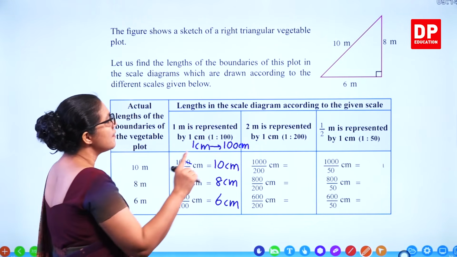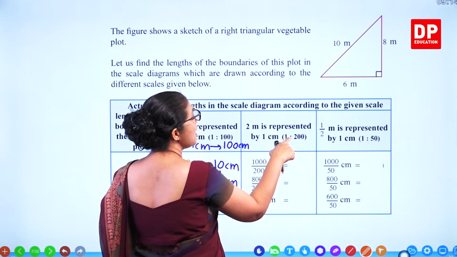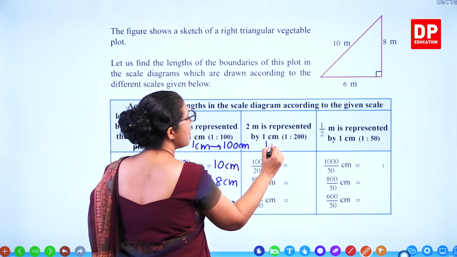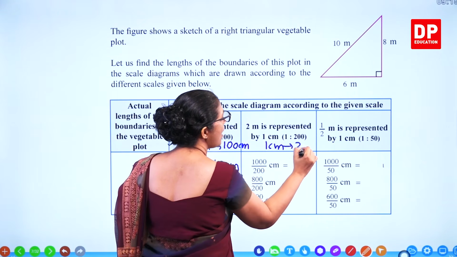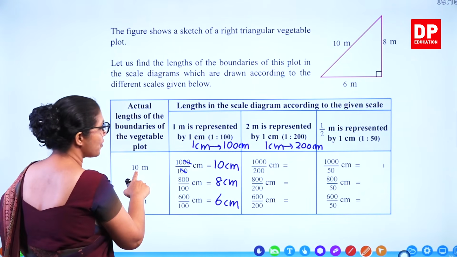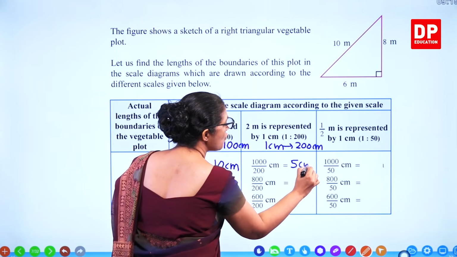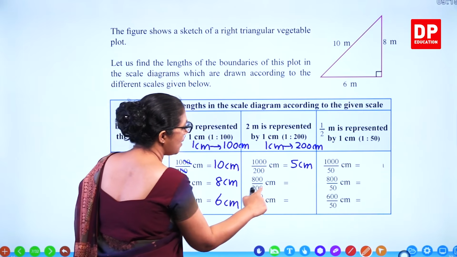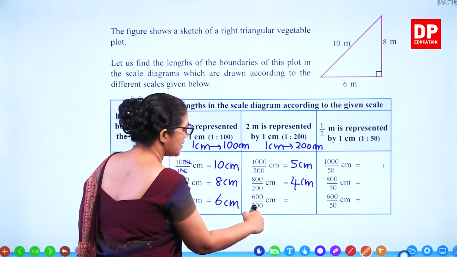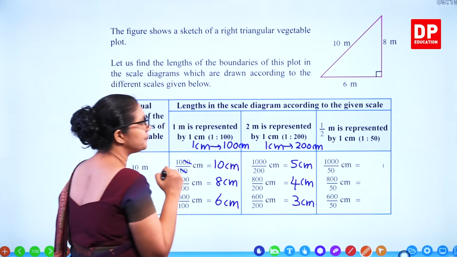If this ratio, 2 meters means 1 centimeter, that means 1 to 200. 1 centimeter represents 200 centimeters. So you have to divide by 200. So 1000 divided by 200, 5 centimeters you have to take. 800 divided by 200, that's 4 centimeters. 600 divided by 200, 3 centimeter length you have to take.